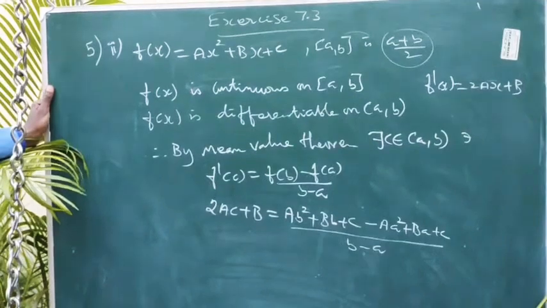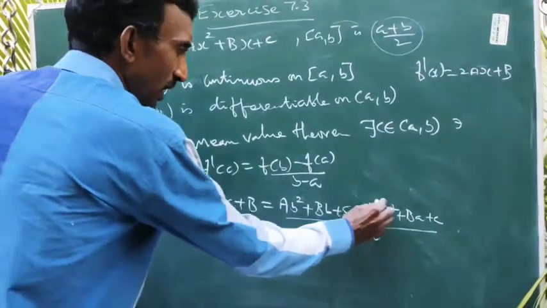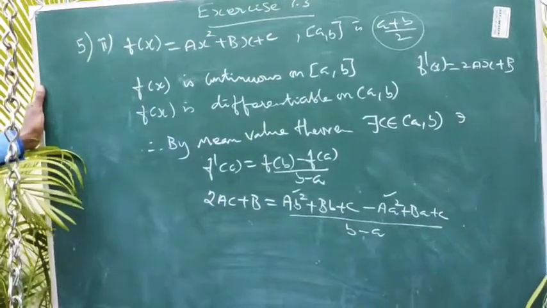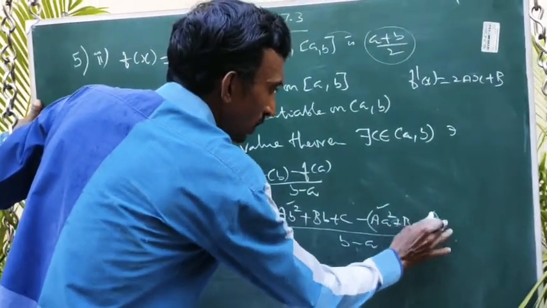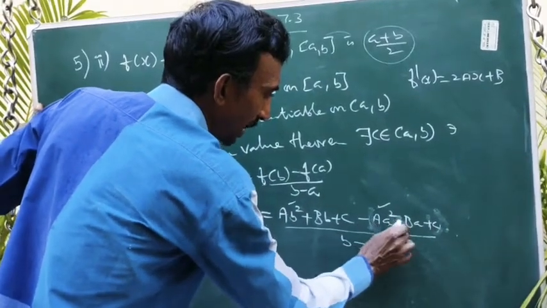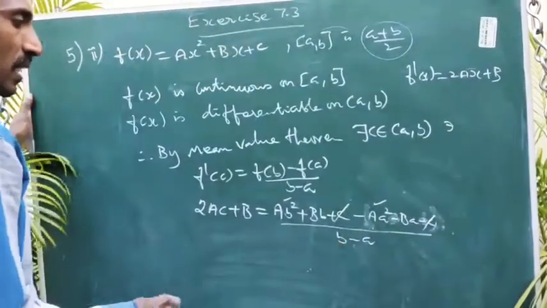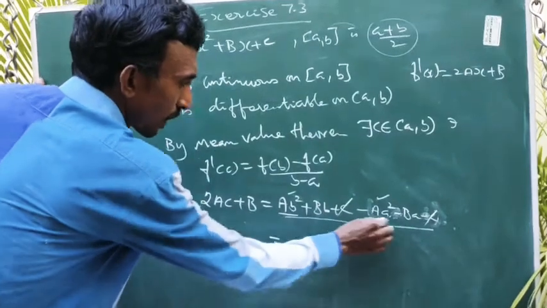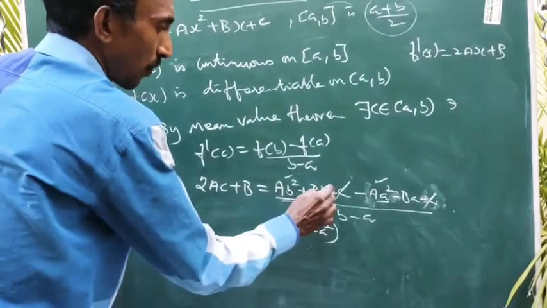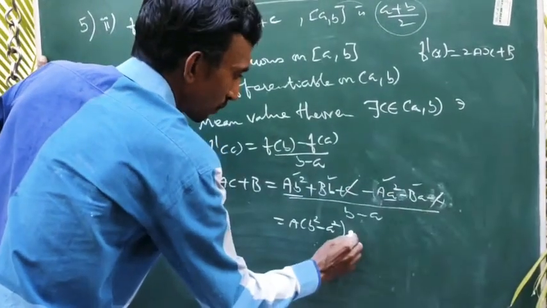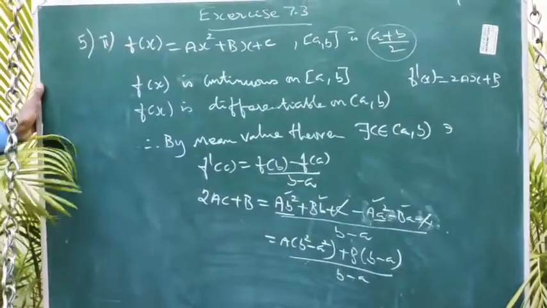Okay, so look at that right hand side. So for these two terms a is common. If we want to change the sign, we have to multiply each and every term by negative. So minus into minus c plus c cancel. So for these two terms, take a in common. So a into b square minus a square. So for these two terms, take b as common. So plus b into b minus a, by b minus a. So look at that.